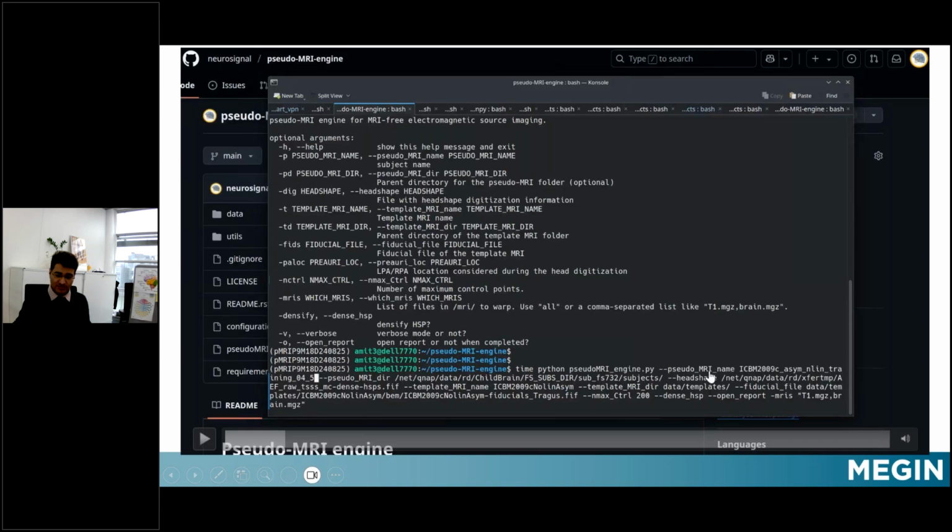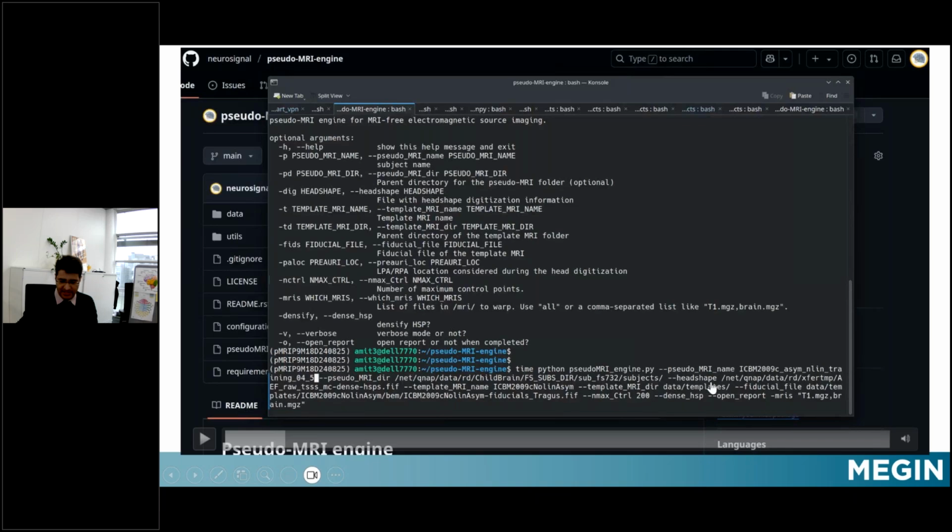Now further, you need to provide the pseudo MRI name. This is more like the subject name you provide while doing FreeSurfer segmentation. So you give the name here. For example, I gave ICBM and training 04_5. And then the pseudo MRI directory name, I give some directory name. This directory name is more like the FreeSurfer directory name, but you can put it anywhere, and this folder will be saved here.